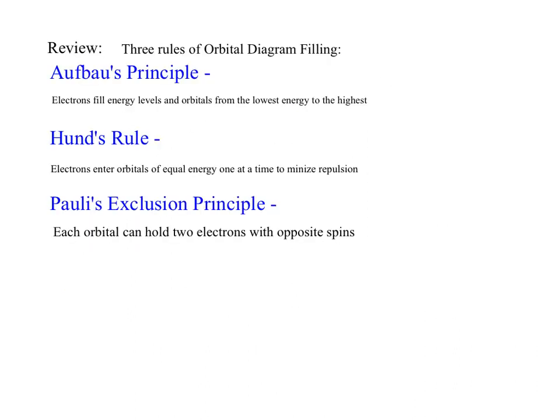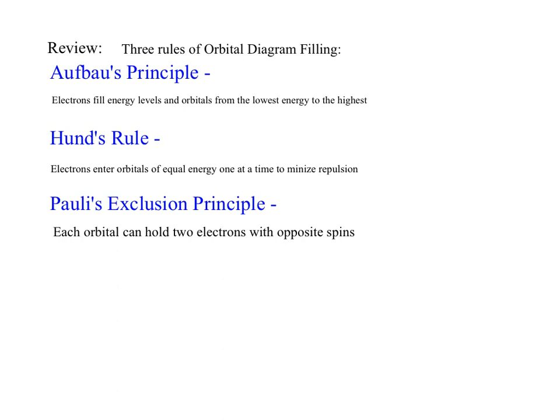So, real quick review: Aufbau's principle says that electrons fill energy levels and orbitals from the lowest to the highest, starting at 1s, filling like you're reading the periodic table like a book. If you're still having trouble seeing that, please come see us. We will walk you through it together, and we'll make sure that you can replicate it on an exam.